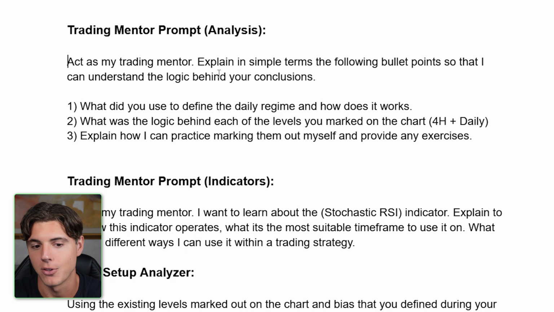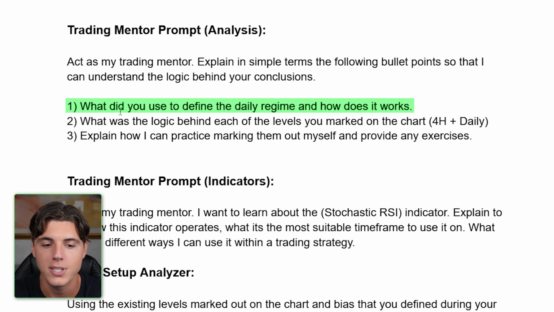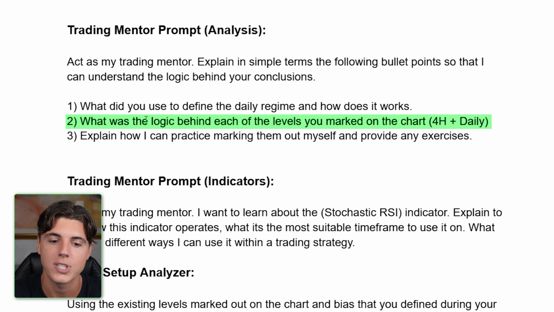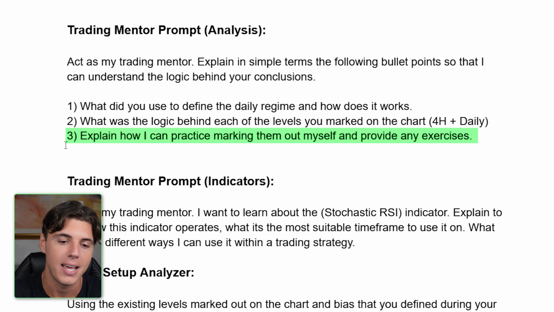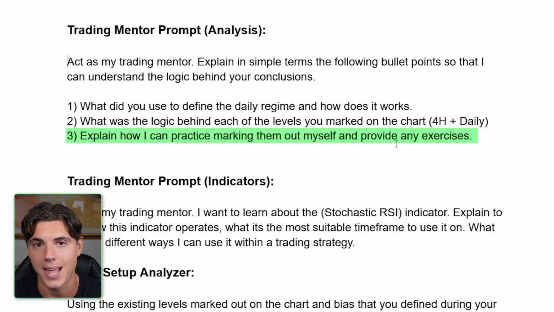Act as my trading mentor and explain in simple terms the following bullet points so that I can understand the logic behind your conclusion. Number 1, what did you use to define the daily regime and how does it work? Number 2, what was the logic behind each of the levels you marked on the chart, both for the 4-hour and daily? And lastly, explain how I can practice marking them out myself and provide me with exercises.